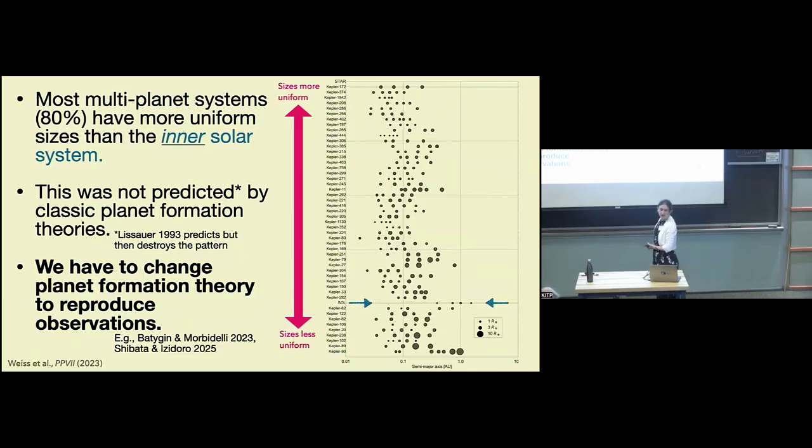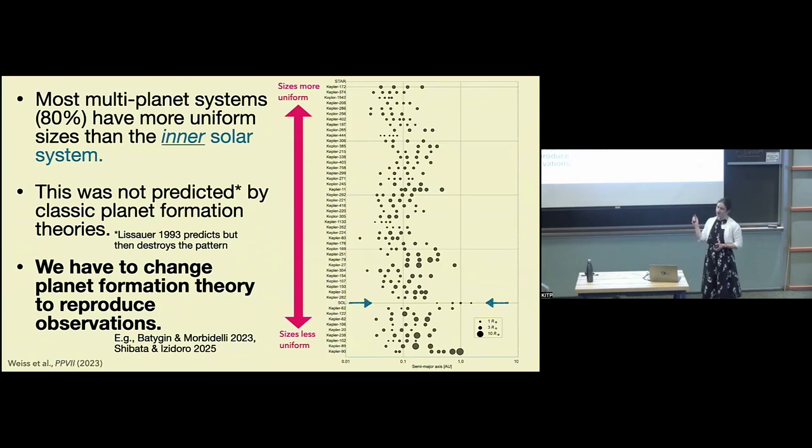This was not predicted by classic formation theories, with an asterisk for some of Jack Lissauer's early papers where he made peas in a pod and then destroyed them with giant impacts. So we might have to change planet formation theory to reproduce these observations. And Andre's talk yesterday gave a beautiful example of how we can do that by forming a characteristic sized planet in a ring.